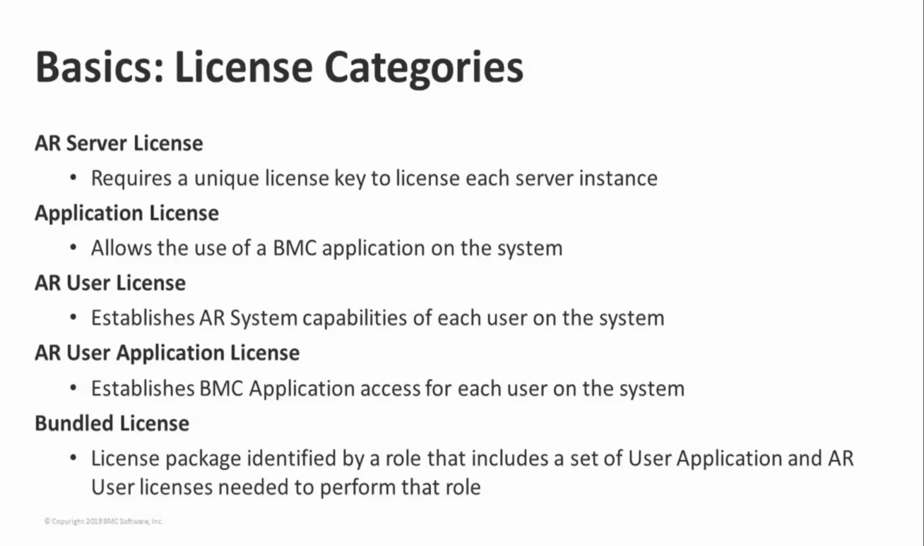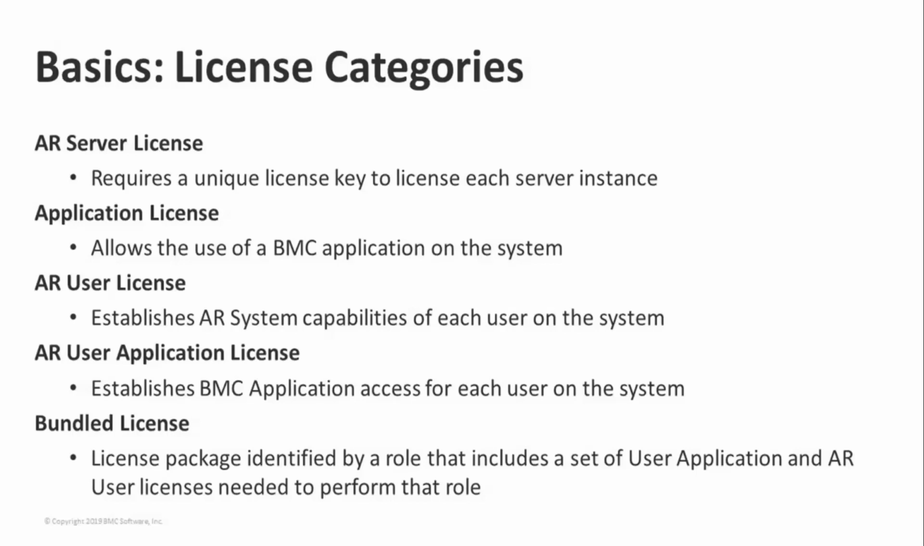There's an AR user application license. This is at the same level as the platform license, but it's specific to an application, and it establishes what access a user has to BMC applications. And there's also a somewhat recent development, the concept of a bundled license, which is a package of licenses identified by a role. For example, you might have a Remedy service desk user role where the bundle is available to purchase, containing the set of application user licenses needed to perform that role and the AR user platform license needed for that role, all in one package. This was an added feature because, as licenses were being sold this way, it was difficult to translate that into what type of licenses needed to be added to the system.